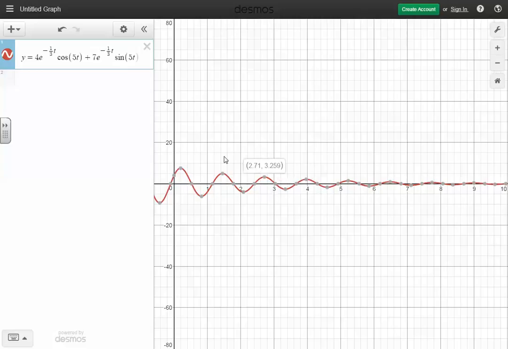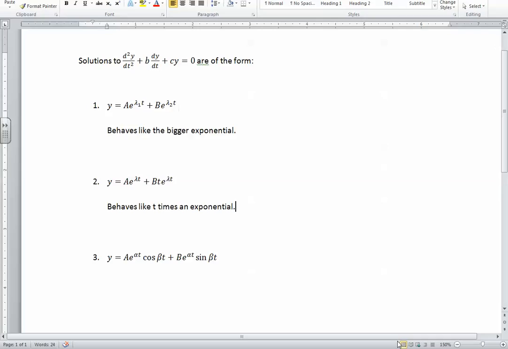Now in this case, the capital C would be, right, here's our A, here's our B, so 4 and 7, so the C would be the square root of 4 squared plus 7 squared. So 49 and 16, 65, square root of 65. So the initial amplitude is square root of 65, but then the exponential is making it get smaller and smaller and smaller. Okay, so these are what the behaviors of our various solutions to this differential equation look like.